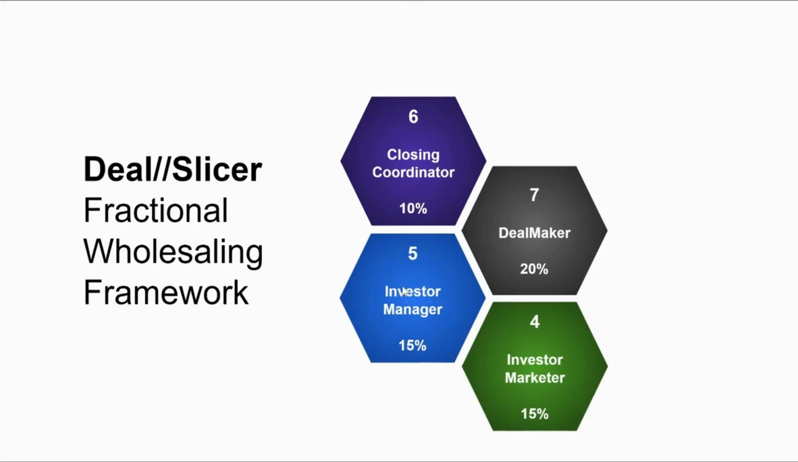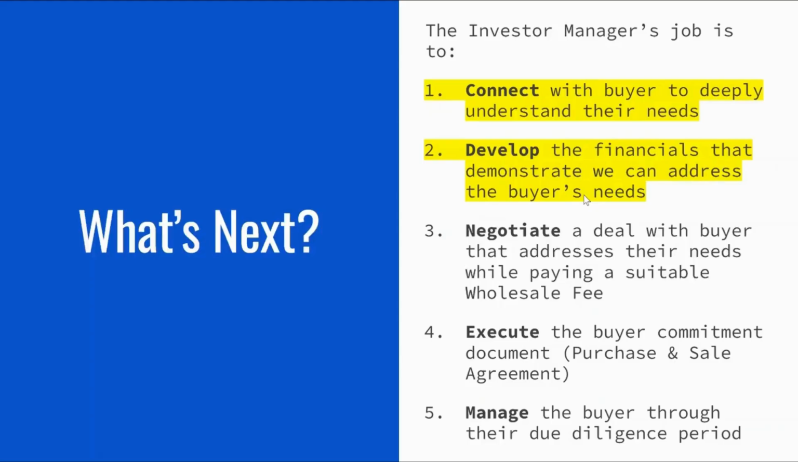And again, just to remind you, since we're here as investor manager, the deal maker will interact with us, the closing coordinator will interact with us, the investor marketer will interact with us, and actually what should be also here is the document manager. That should be also on this chart. So let's talk about what's next. We talked about the 5 functions of the investor manager's job. We're going to talk about the first 2, the connecting and the developing, in the next training. And so let's see you over there.